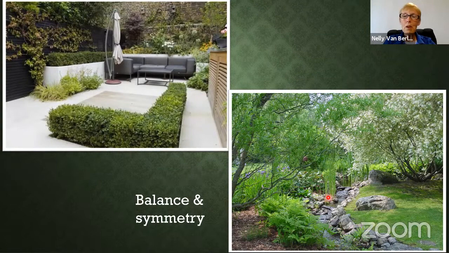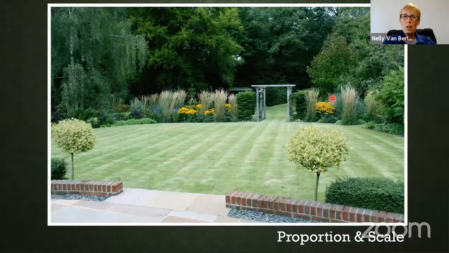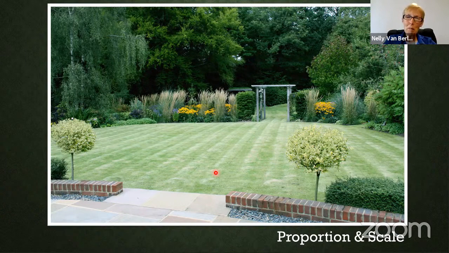Proportion and scale. You don't want things to look out of place. So if you've got a big yard like they have here, you need a nice big border, a nice big patio leading up to it. You don't need a big lawn, but if that's what they want, fine. So big plants in this border, the tall grasses, almost the same height as that arbor. So it all works together for proportion and scale.